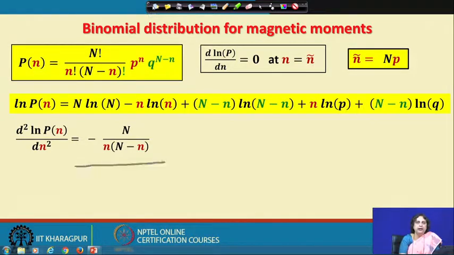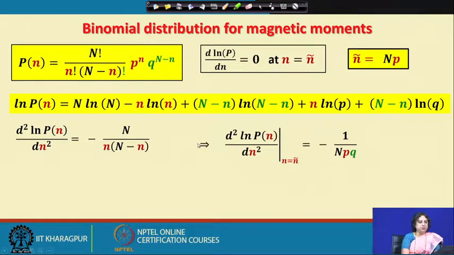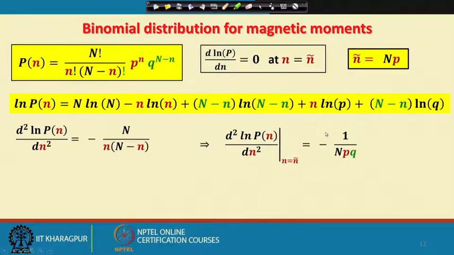But I am going to tell you that if you evaluate this second derivative at the location of the maximum, where n is equal to n tilde and n tilde is equal to capital N into P, you can very easily show that the value of the second derivative at the location of the maximum in the probability distribution is given by minus the inverse of capital N P Q.